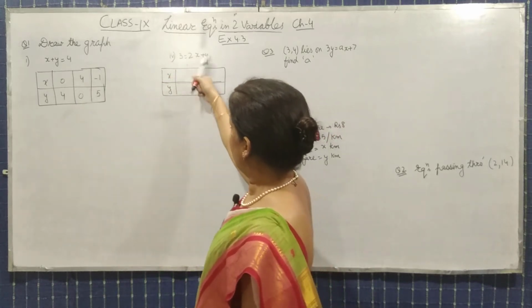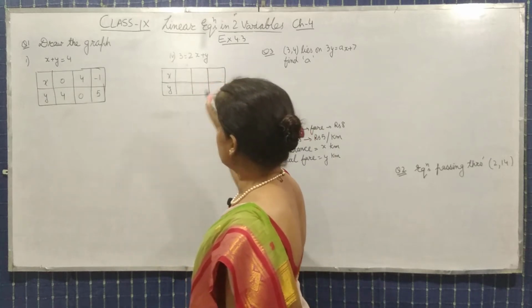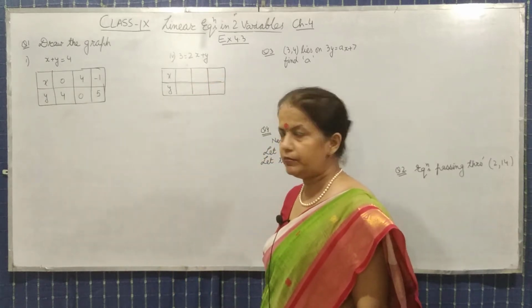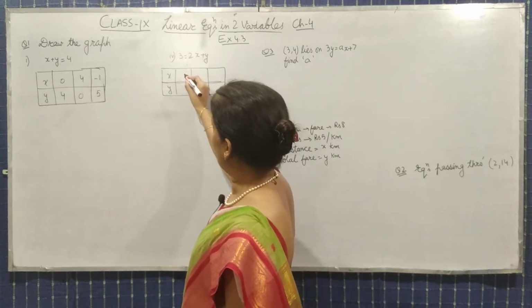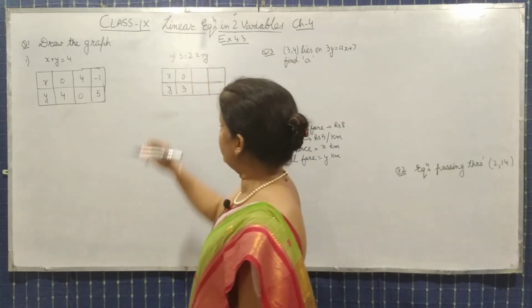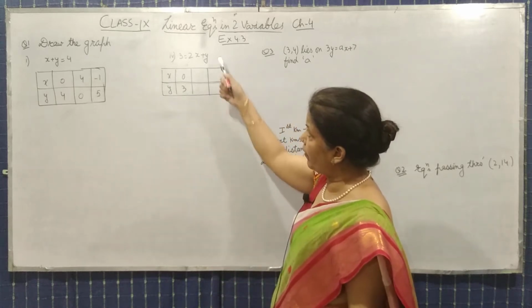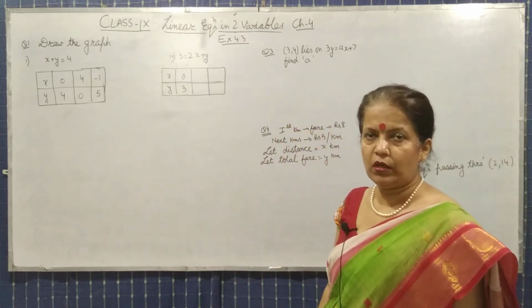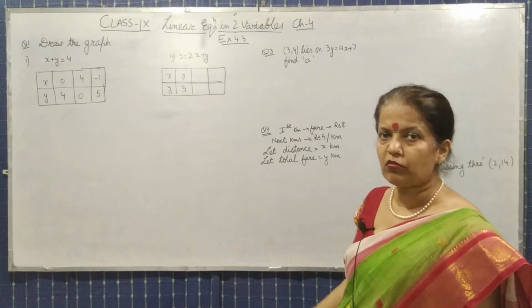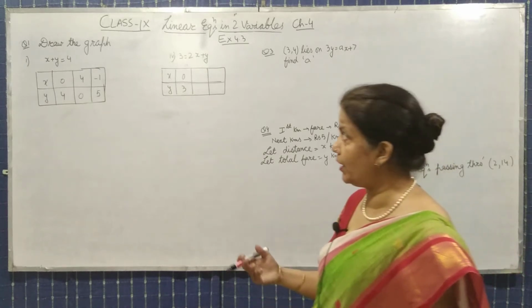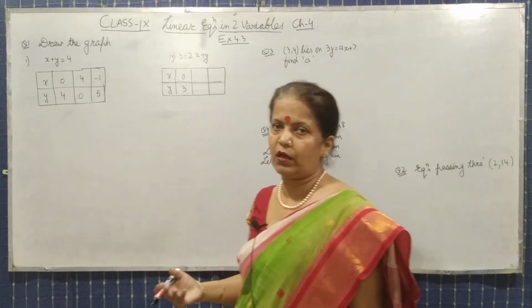Same way, here also we will try to find out the values in the fourth part, x and y. Now, take at least three values. If x is 0, then y is 3. But if we take y as 0, then the x value will come as 3 upon 2. So try to find out the exact numerical value.